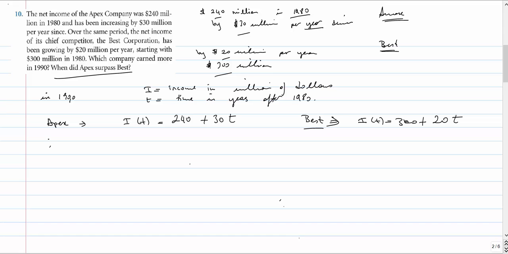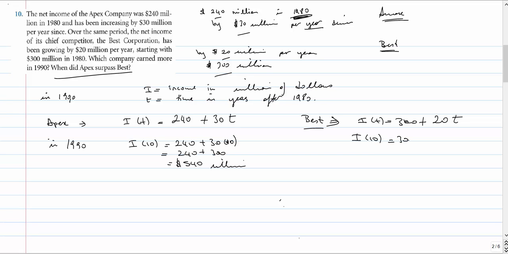So in 1990, 10 years after the starting point, Apex income is 240 plus 30 times 10, which is 240 plus 300, which is 540 million. So I of 10 for Best is 300 plus 20 times 10, 300 plus 200, which is $500 million.